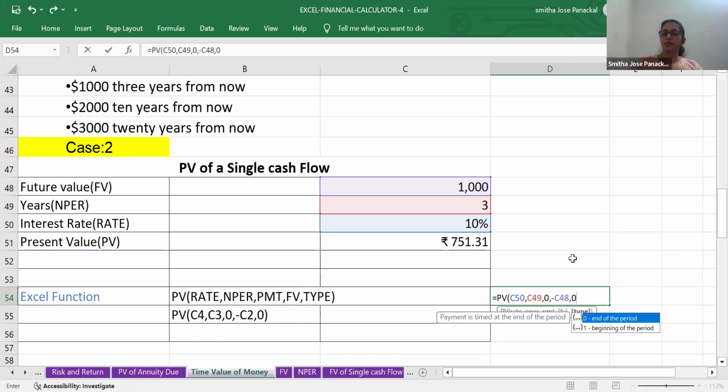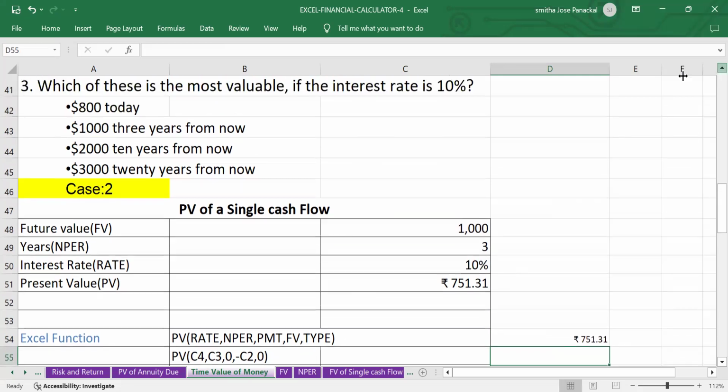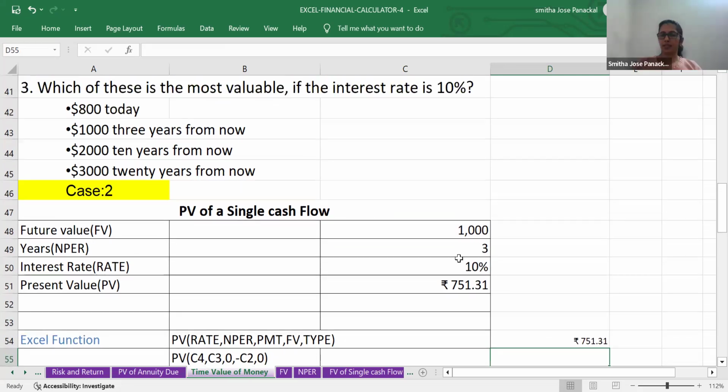Then enter it. If you get 1,000 at the end of 3 years at an expected rate of 10%, how much is it worth? It is having a worth of 751. Then the 800 is better than this, right?